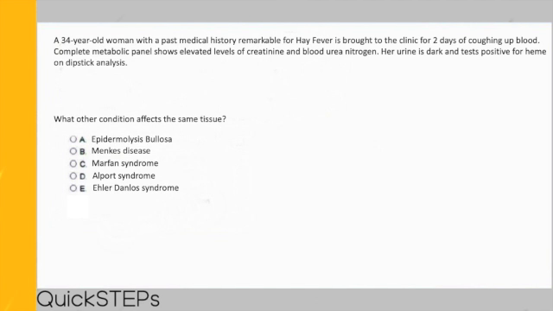If you are able to identify it, that's half the battle right there. So we have something affecting the lungs, right? She's coughing up blood. We have something affecting the kidneys because of the elevated creatinine and blood urea nitrogen levels, and the urine is dark. You have hemoptysis and you have hematuria. So that goes most closely associated with Goodpasture syndrome. And I even threw in another hint here, hay fever.